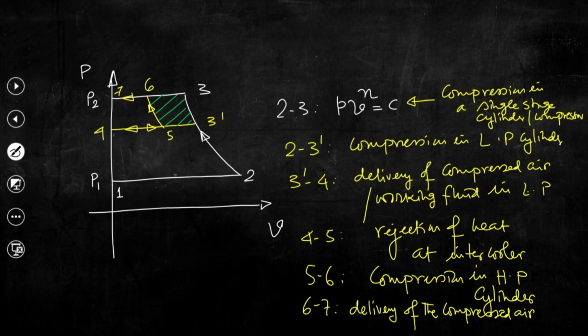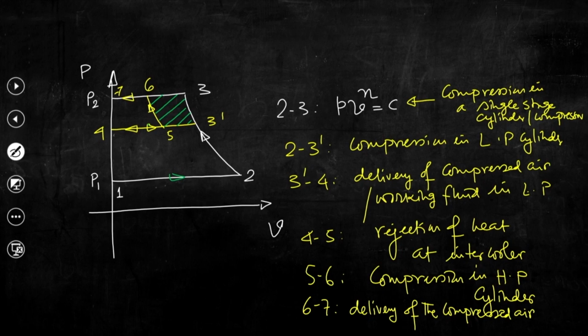So, we are allowing compression process from 2 to 3 prime in low pressure stage compressor, then 3 prime to 4, that is delivery of compressed air or working fluid in low pressure, then 4 to 5 is essentially again release of heat from the compressed air to the another fluid, inside the intercooler, and finally 5 to 6, that is again rise in pressure of the working fluid in a high pressure stage compressor.